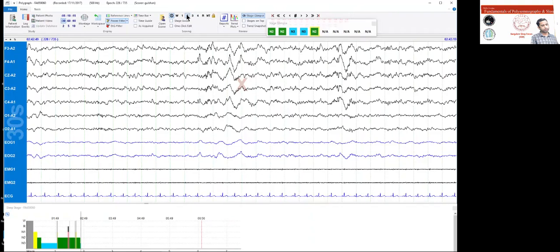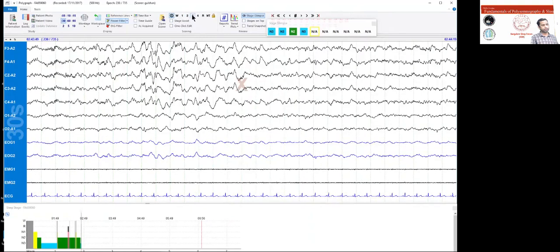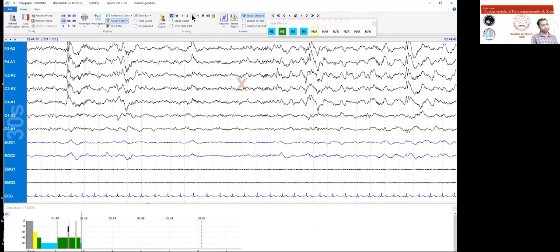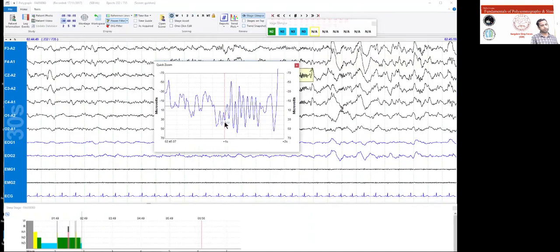So this one is N2, because the slow activity was less, only 3-4 seconds. Here, the slow activity is more. So it's N3. Again, slow activity is more. See, a spindle is also present here, but slow activity is more, more than 6 seconds. So a spindle may be present in N3.